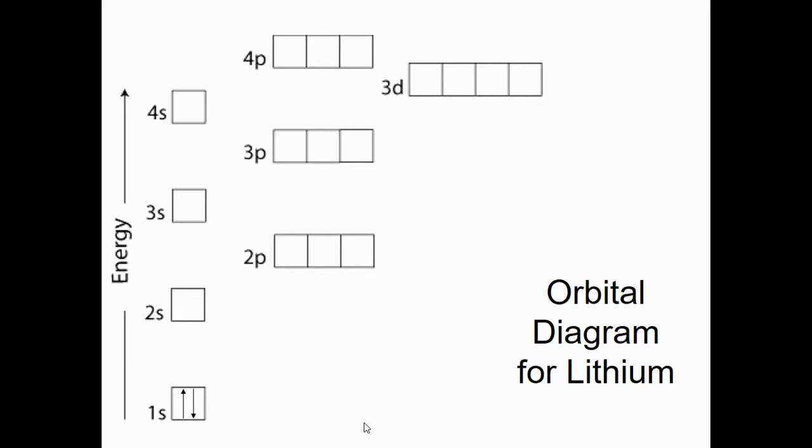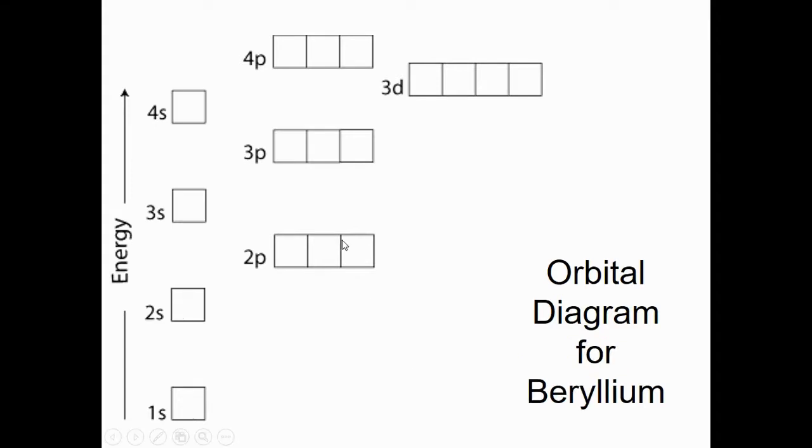Next comes lithium. Lithium has 3 electrons. The 2 bottom ones are filled. Now it can go to the second energy level. Those are your 3 total electrons. Now let's look at beryllium. It's going to go 1, 2. Beryllium has 4 total electrons. Now it can go up to the second energy level. 3, 4. Opposite spins because of Pauli exclusion. No more than 2 because of Pauli exclusion.